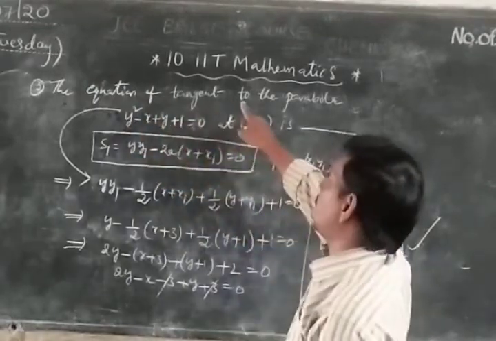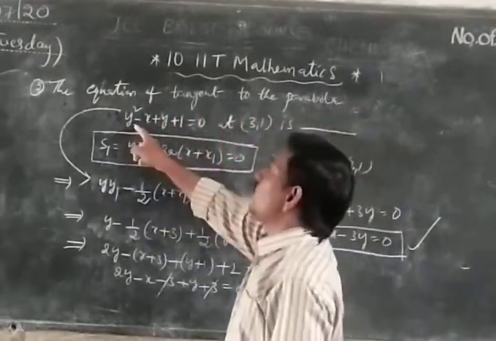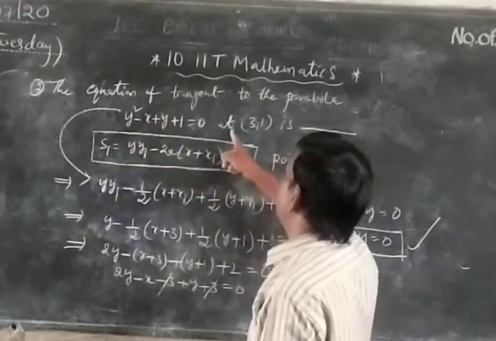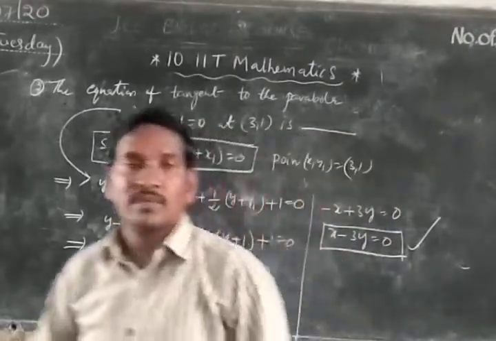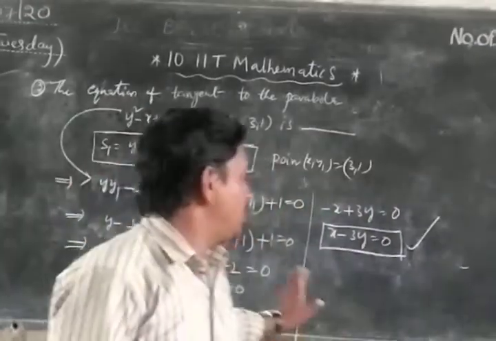The equation of the tangent to the parabola y square minus x plus 1 equal to 0 at 3 comma 1. Okay, these are the problems for today. Okay students, prepare well all the sums.